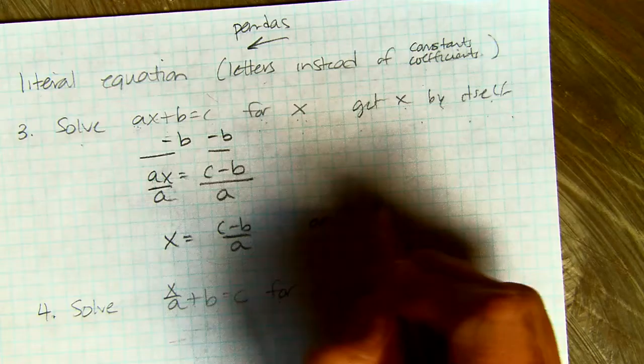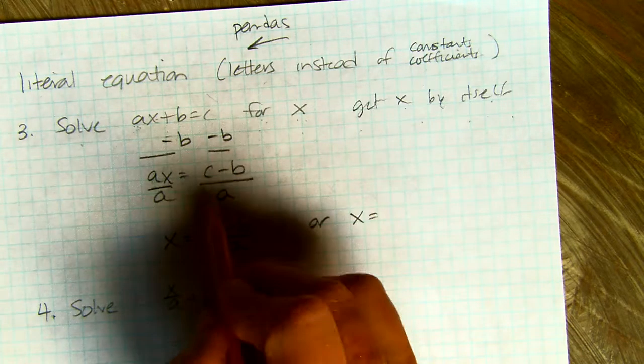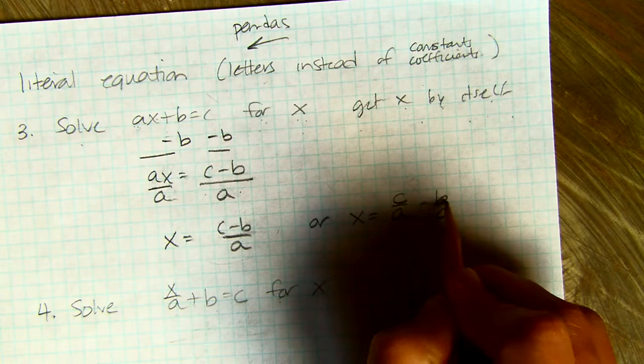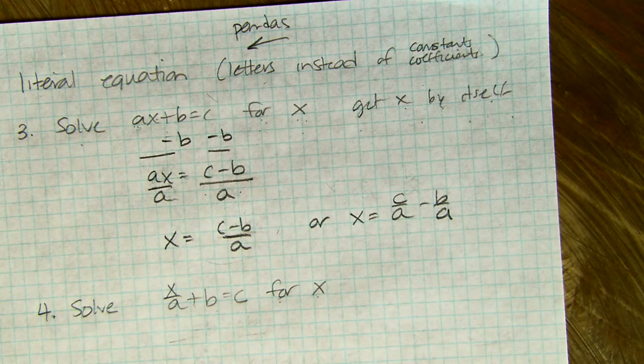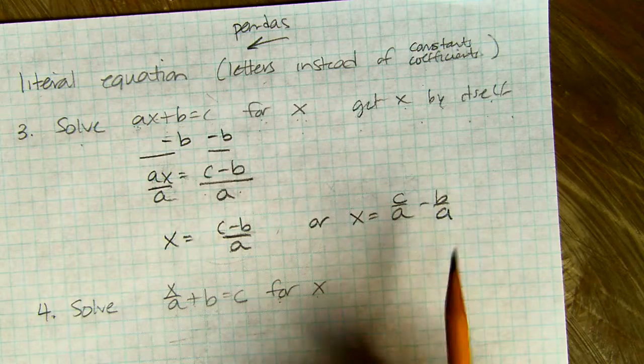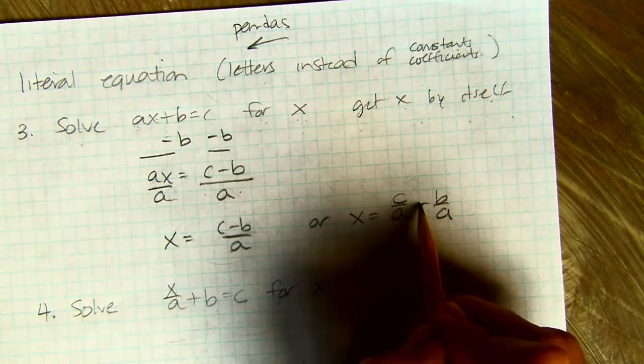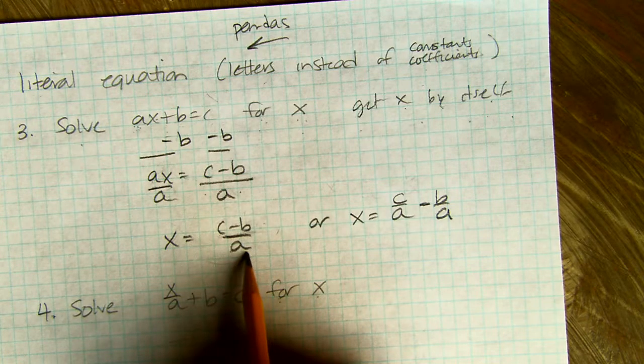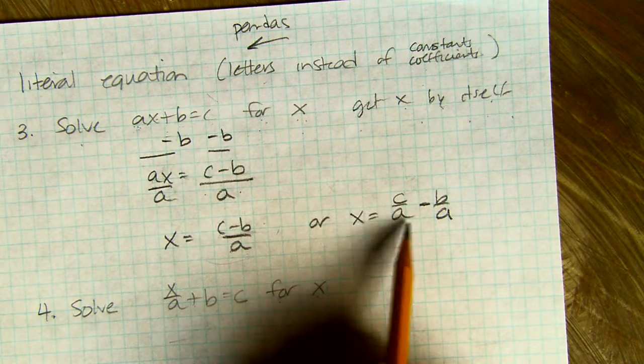Or you might have x, if I divided each term by a, c over a minus b over a. And again, each form would be more useful in certain situations. This looks pretty simple right now, right? If I was given a c, a b, and an a, it would be a lot easier to use this than that.